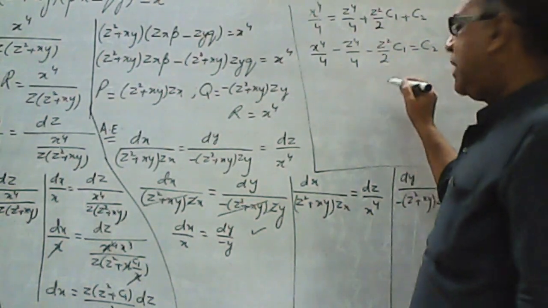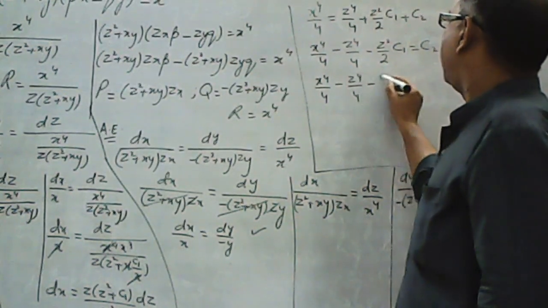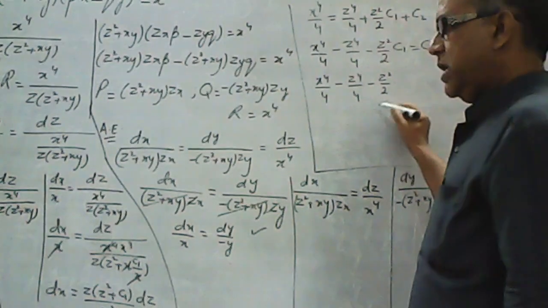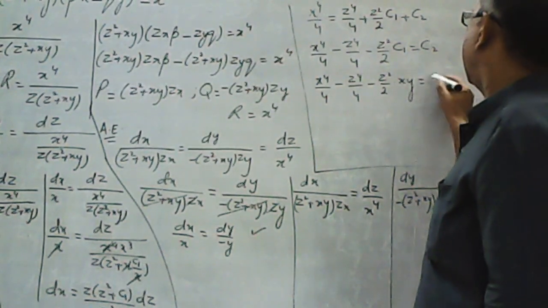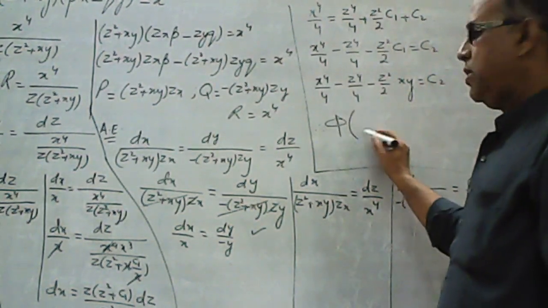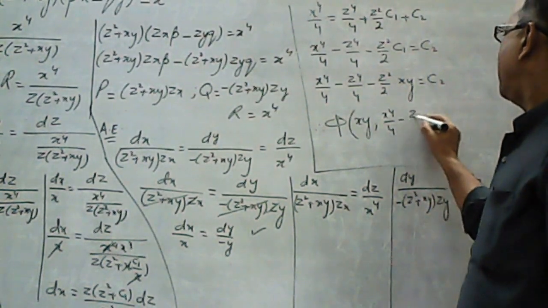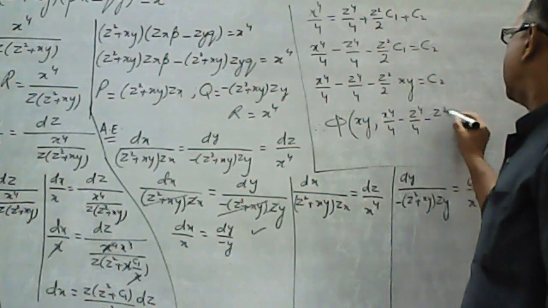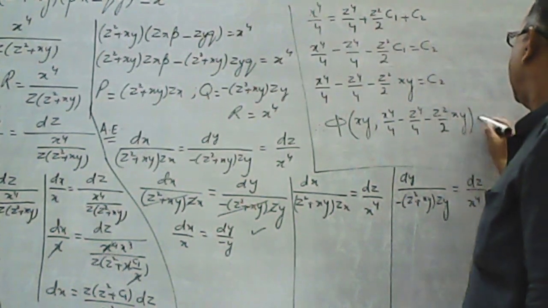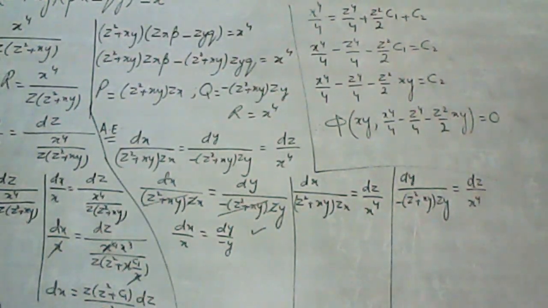Back substituting the value of c1, x power 4 upon 4 minus z power 4 upon 4 minus z square by 2, and c1 was equal to xy. So it is c2. Hence the final answer will be phi of xy and x power 4 upon 4 minus z power 4 upon 4 minus z square by 2xy equal to 0. So this is the way when only one pair is possible to solve.